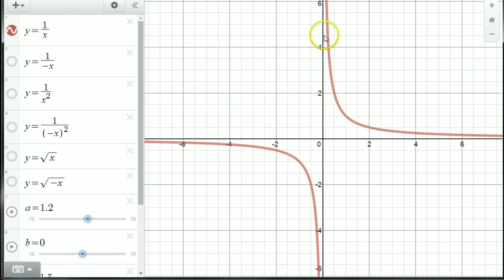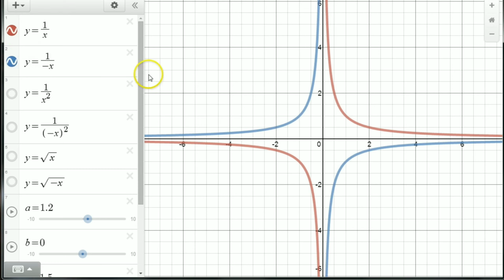Looking at our graphs, here we have a hyperbola, standard hyperbola, y equals 1 over x. What happens when I have y equals 1 over negative x? There we see the effect with the y values being flipped.